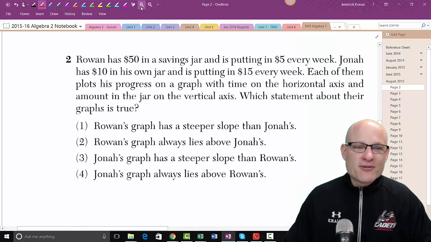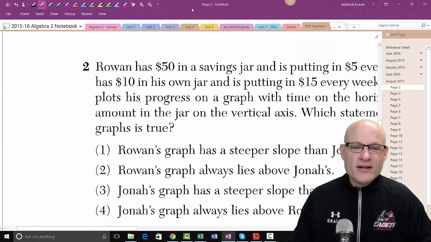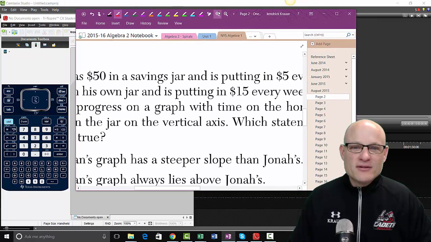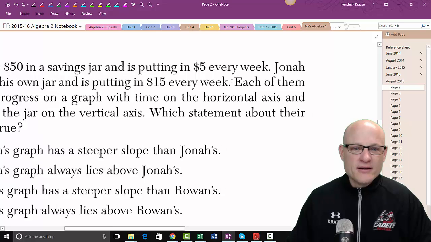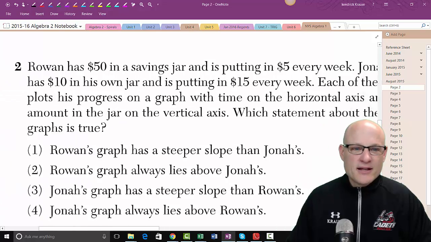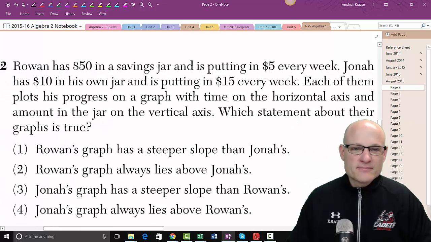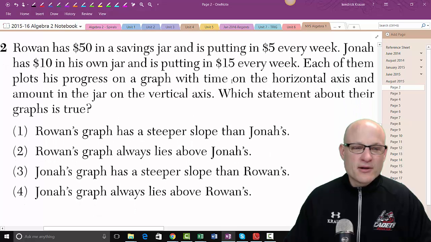All right. Rowan. Did I say it right? Rowan? Rowan. It's kind of a cool name. All right, Rowan. I think you can see it better like this. All right, there we go.